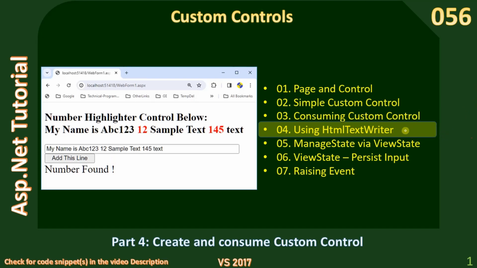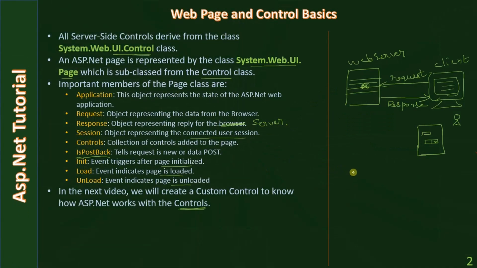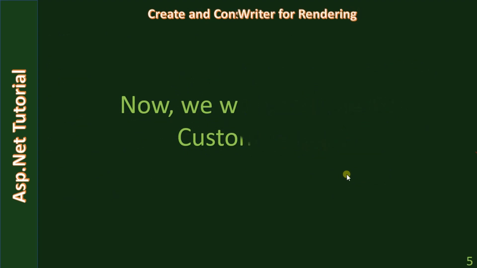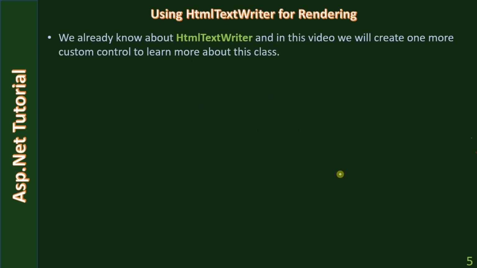In this video, we will see how to make use of the HtmlTextWriter class to produce our custom HTML output via the RenderContents method. We already know about HtmlTextWriter, and in this video we will create one more custom control to learn more about this class.